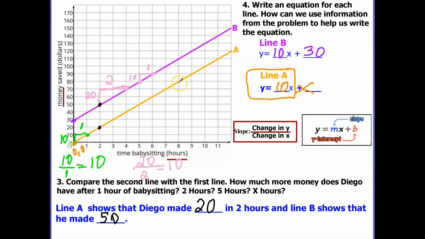So when you look at 8 hours, so you see this point is 80 for line A. 8 hours at $10 is 80. For line B is 8, and we have 110. So that means that 8 hours at $10, which is 80, plus the $30 he had in the bank.